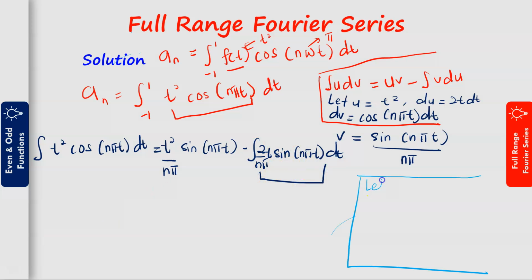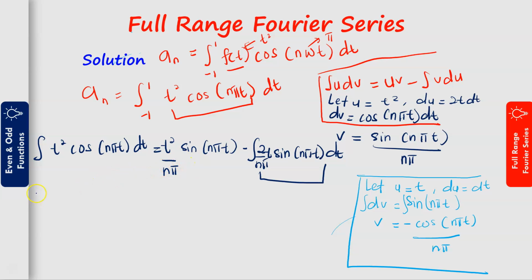Here, let u equal to t, and then we have du equal to dt, and then we let dv equal to sine n pi t dt. When I want to find this v, I need to integrate this part. Integrating both sides, I have here v equal to negative cos n pi t divided by n pi. This is for the second part here.